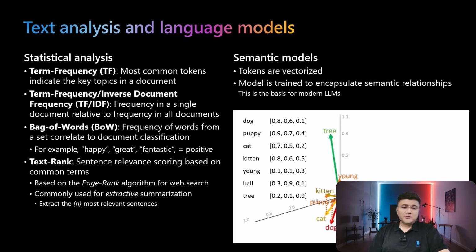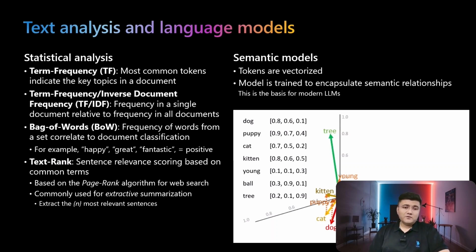For example, based on the PageRank algorithm for web search, it is commonly used for extractive summarization, where it extracts the most relevant sentences associated with that. Now, this also has multiple types, like extractive summarization and abstractive summarization. Extractive summarization is going to use the exact same words used in your statistical analysis, while an abstractive one is going to use something like a moral of the story. It focuses on the context, but is not going to use the exact same words.